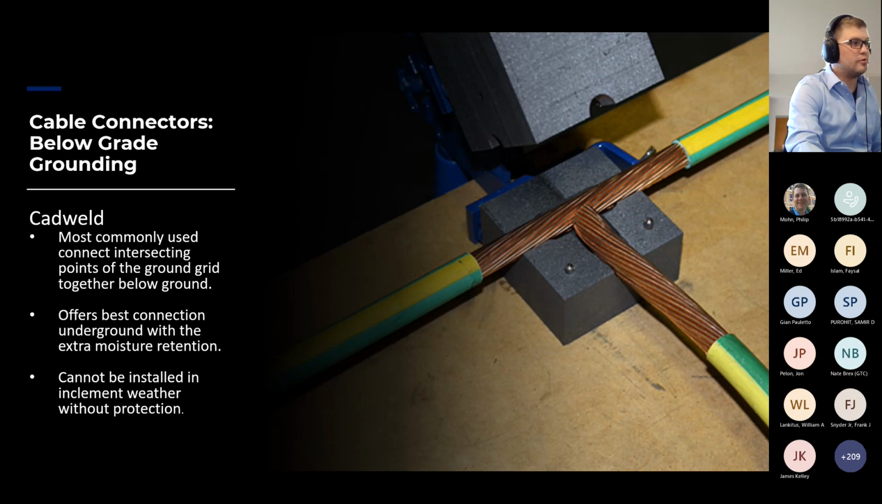Instead of doing a compression where you crimp on both sides, you could do this CAD weld method, which is most commonly used. And you have to make sure it's not inclement weather, but you're essentially welding these points together at an atomic scale. So you'd buy your mold, whether it's a T or a cross mold, and then you essentially put in almost like gunpowder in there, and you do an exothermic weld. It offers the best connections for underground with extra moisture retention. But again, like I said, it's not advised to do in inclement weather, and you will risk having some voids if water were to seep in.